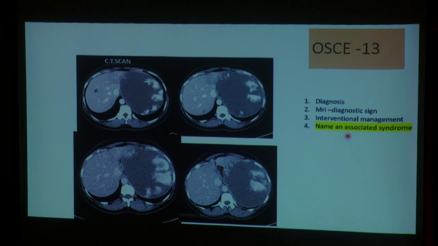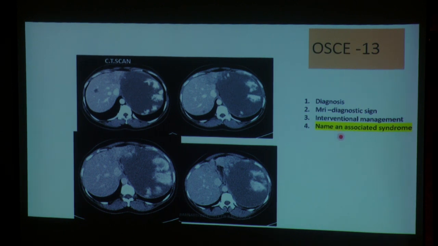So this is a CT scan of a 40-year-old male, and you can see serial sections are given. What is the diagnosis, which is obvious, what is the diagnostic sign on MRI, what is the interventional management for this patient, and name any associated syndrome.